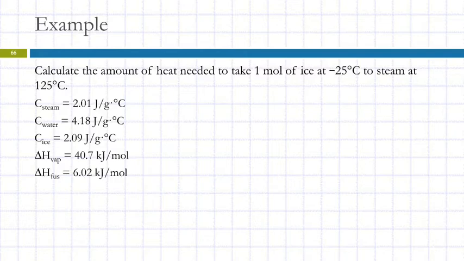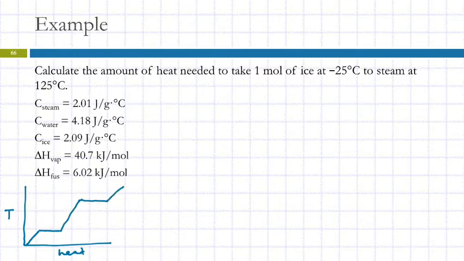So I'm just going to sketch a little heating curve down here where this is temperature and this is heat. And we've got ice, and so the ice is going to increase in temperature and get to a point where it melts, and then the water's going to heat up until it boils, and then the steam heats up.